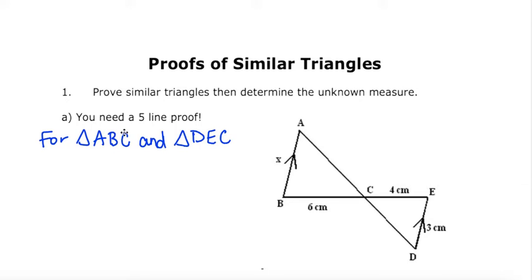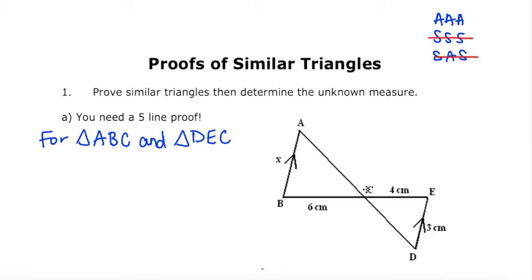So now I need to come up with 3 reasons why these triangles are similar. And remember, I can either do angle, angle, angle, side, side, side, or side, angle, side. Because I don't know the measurements of all of my sides, I'm not going to use side, side, side. That's not going to work for me. I also don't know 2 side lengths, so I'm not going to use side, angle, side for this one. So I have to show that they're similar using angle, angle, angle.